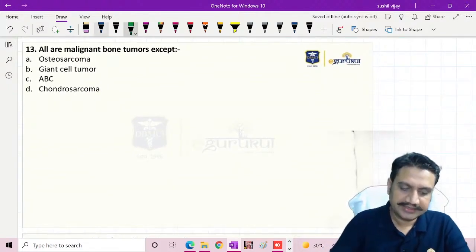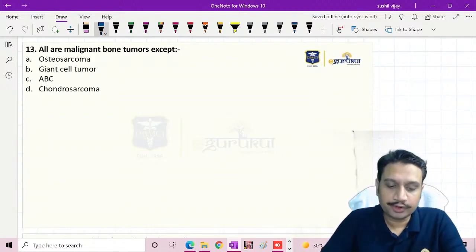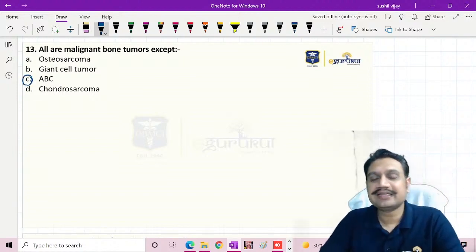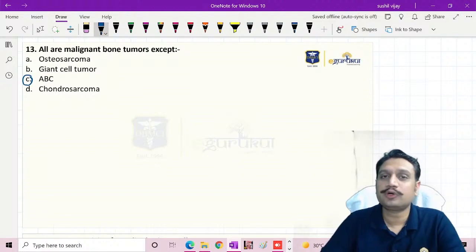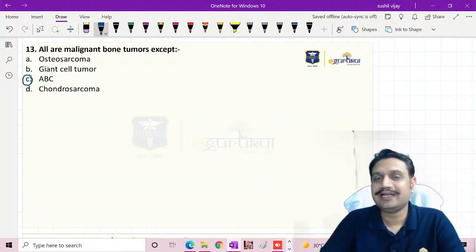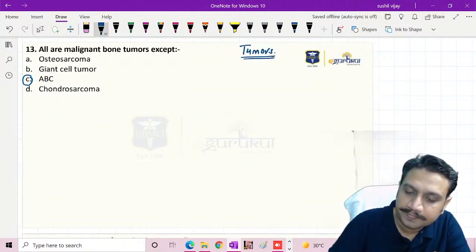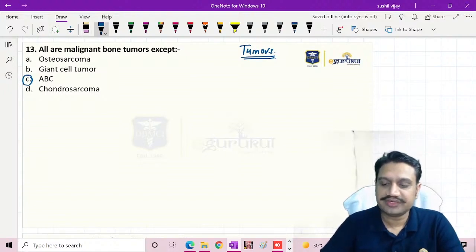Okay, let's start the next one. All are malignant bone tumors except ABC. Very good. So I hope that everybody is remembering all the important points about all the tumors. But in short, I'll tell you what three things are to be learned in tumors. In tumors, there are only three things that you need to remember.